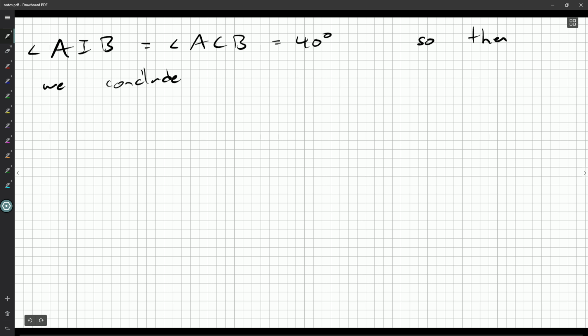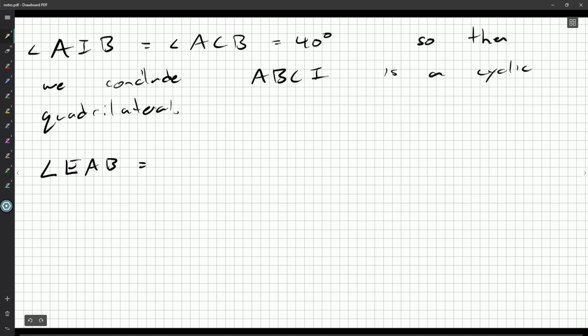Then we conclude ABCI is a cyclic quadrilateral. Okay, so we'd point that out. Now, angle EAB is angle EAC plus angle CAB, which is 20 plus 80, so it's 100.